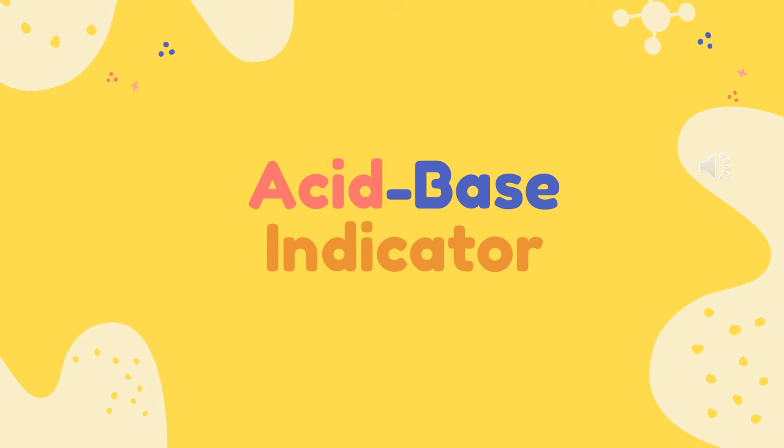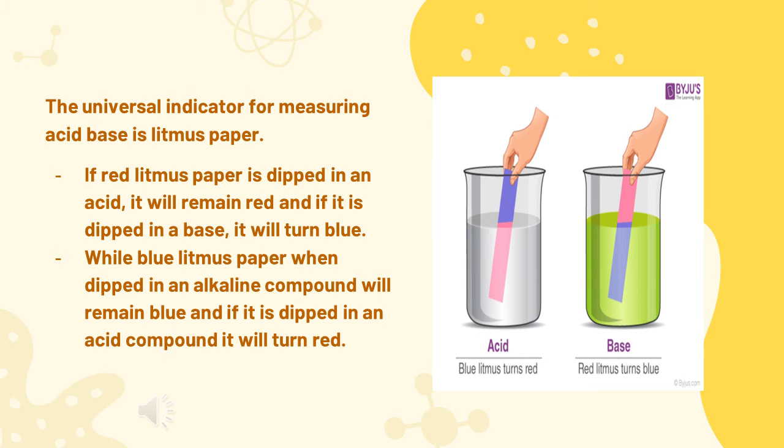Okay, the next we will talk about acid-base indicator. The universal indicator for measuring acid-base is litmus paper. If red litmus paper is dipped in an acid, it will remain red, and if it is dipped in a base, it will turn blue. While blue litmus paper, when dipped in an alkaline compound, will remain blue, and if it is dipped in an acid compound, it will turn red.